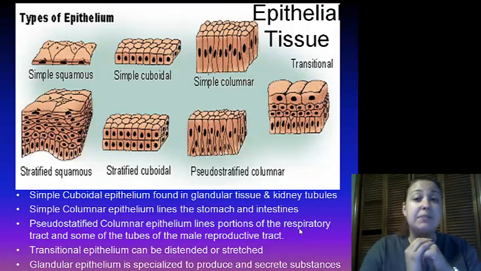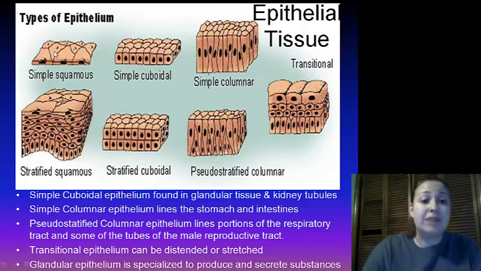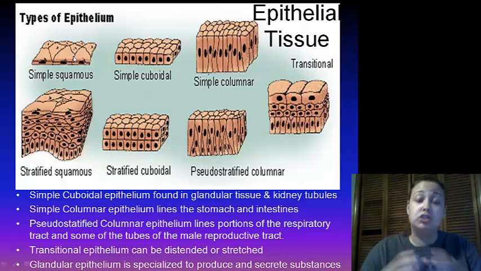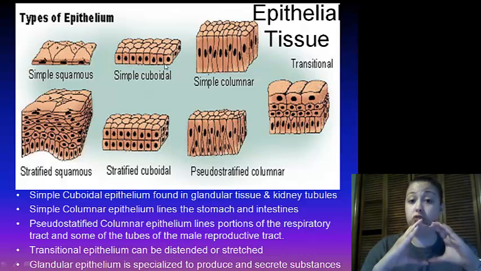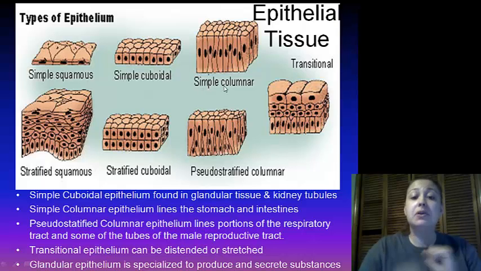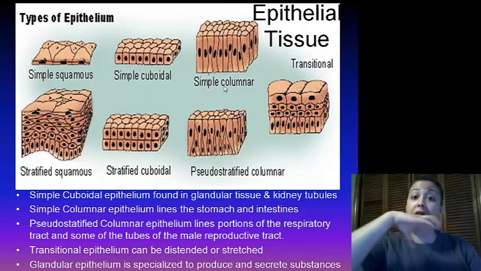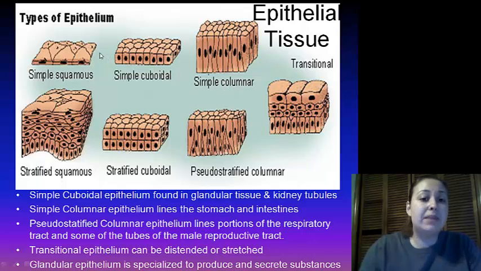The types of epithelial tissues. We have simple squamous, which does not have a regular shape to it. We have simple cuboidal, which are going to be cubes. And we have simple columnar, which are going to be columns. Now, in simple, we see one layer. So we see one row of nuclei in our simple cuboidal. And we see one row of nuclei in our simple columnar.